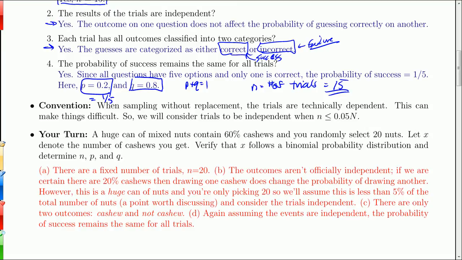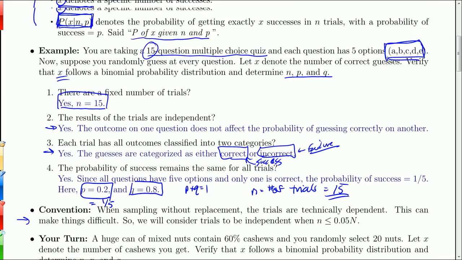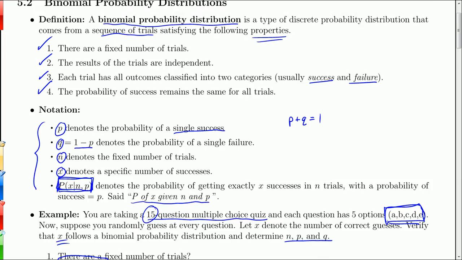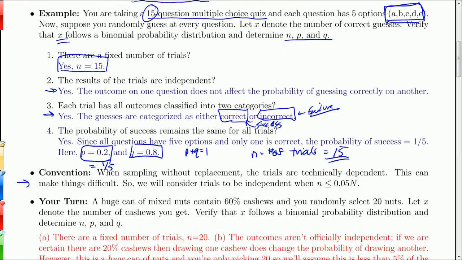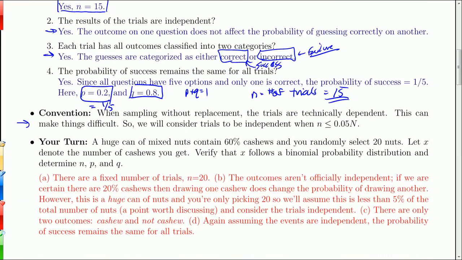We're going to go back to the same convention for independent events, because if you remember, one of the properties is that the results of the trials are independent. But sometimes they're dependent, but the dependency is so small we neglect it. And so the convention for when to neglect the dependency is when the sampling size is less than 5% of the population, right?